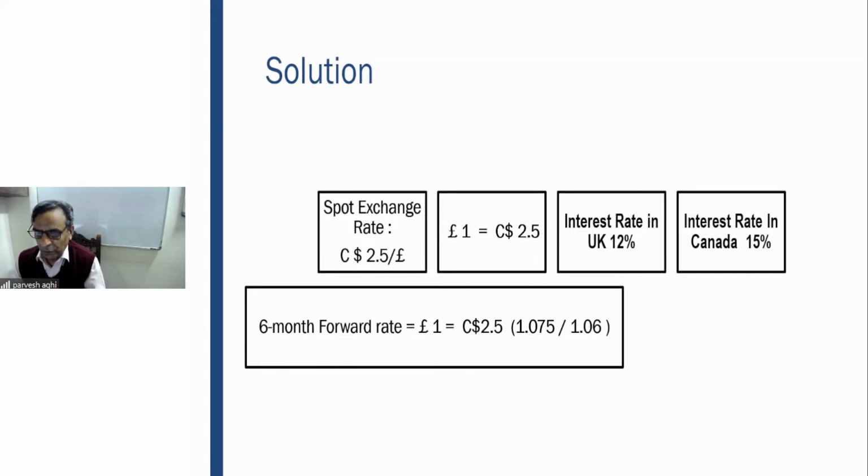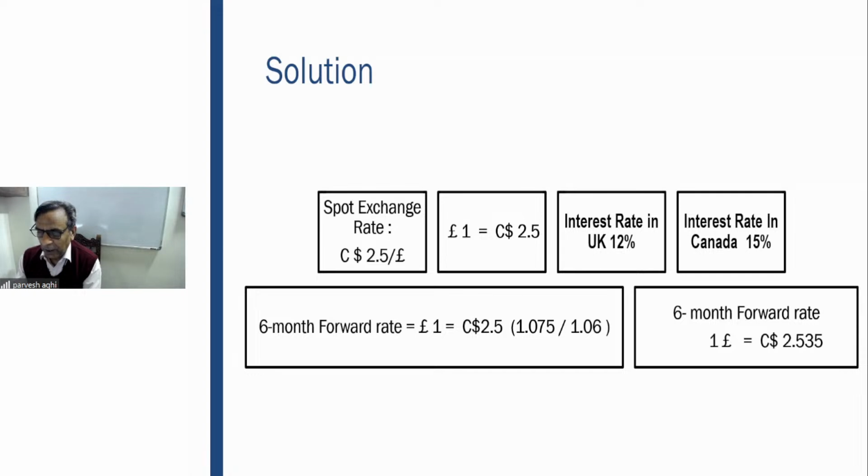Okay. So if you have to identify which is the home currency, look at the right side, which is Canadian dollars in the quote. So 1.075, which is for 6 months, because 15 divided by 2 and 12 divided by 2 will be 6. So we'll use this formula to calculate the forward rate. So the 6 months forward rate will be £1 is equal to 2.5 Canadian dollars.